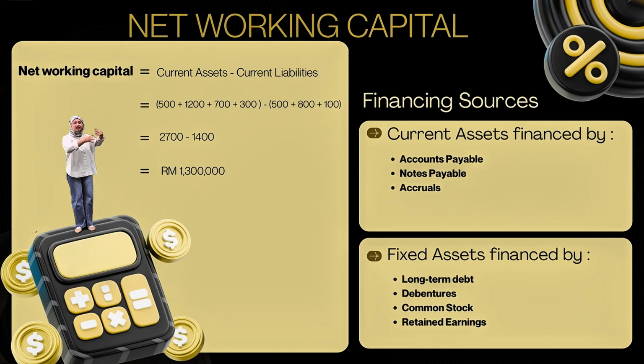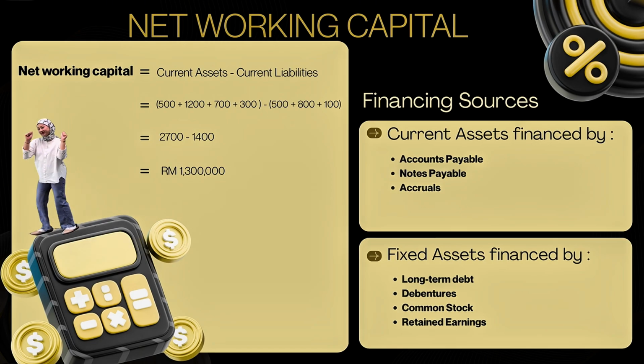So, this is the calculation. You need to subtract current liabilities from current assets. So the answer is, tada! 1,300,000 ringgit. Now, let's move to financing sources.